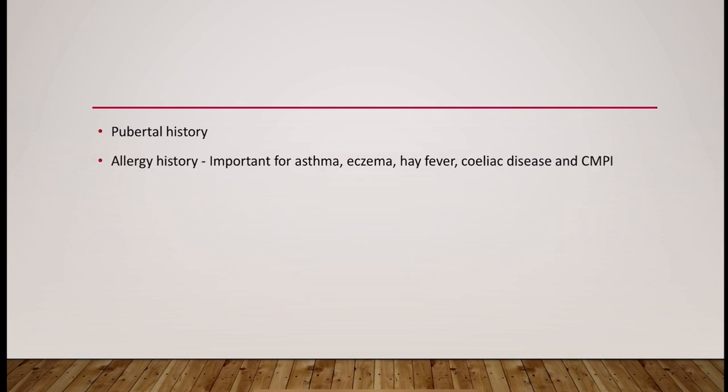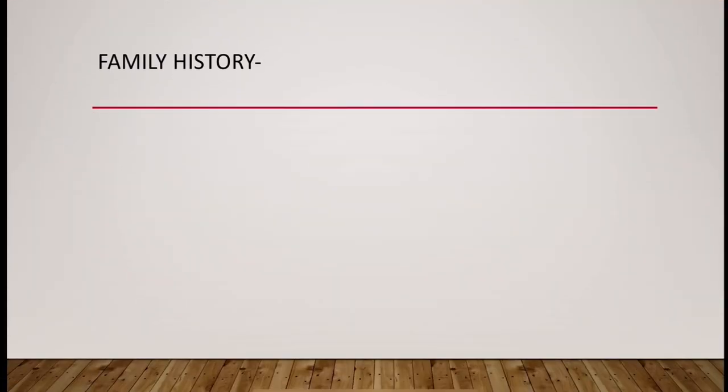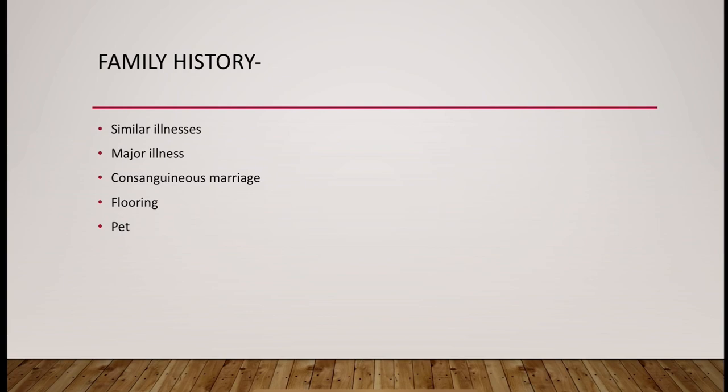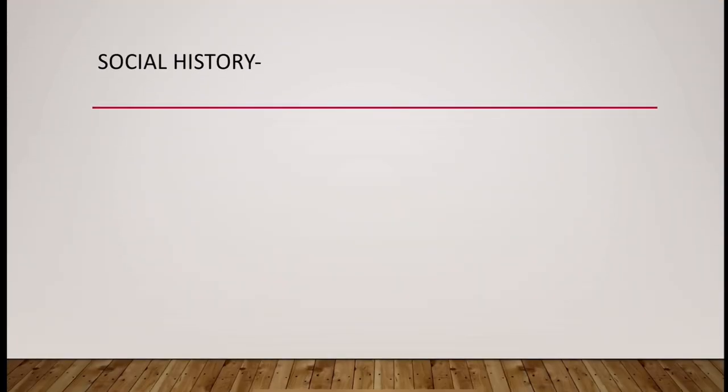Additionally, you have to take the pubertal history and history of allergy, important for asthma, eczema, hay fever, celiac disease, and cow's milk protein intolerance. In family history, similar illnesses are to be inquired about in the family, or any other major illness, a consanguineous marriage, and if this child is having any respiratory symptom, you have to ask about the flooring, any pet at home, or any indoor or outdoor smoking, and you have to draw the pedigree.